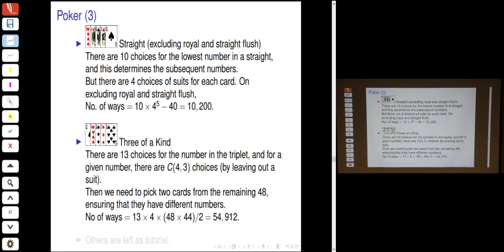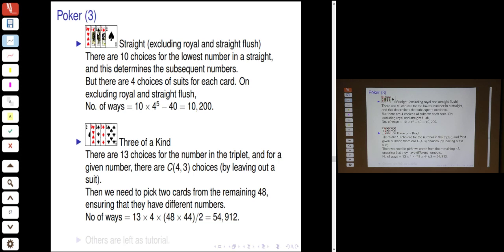for the second step, I claim the total number is 48 times 44 divided by 2. Okay. So sorry. So this 13 times 4 comes from this paragraph. You have 13 here, you have 4 here. So 13 times 4 is for determining the triplets. Now I want to convince you the number of choices of these 2 cards is this.